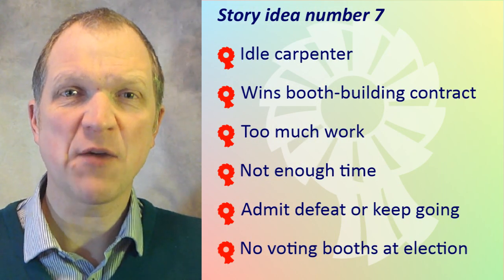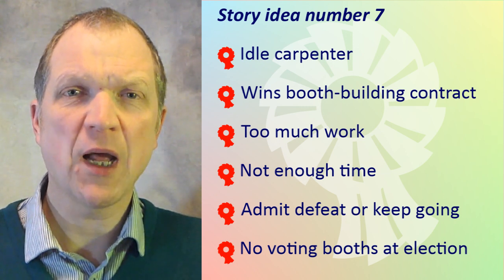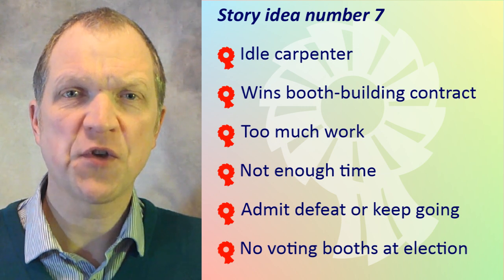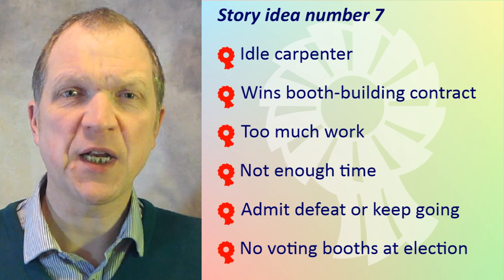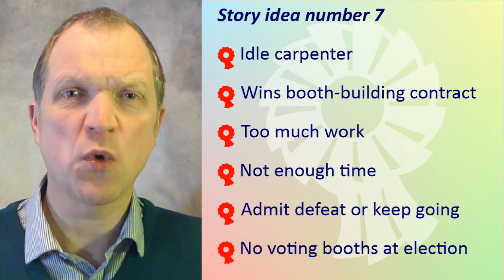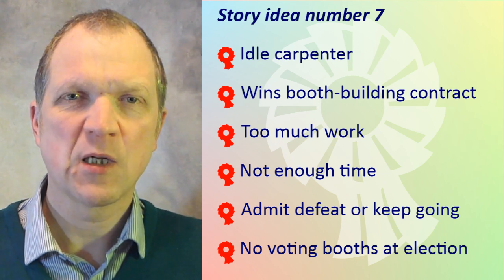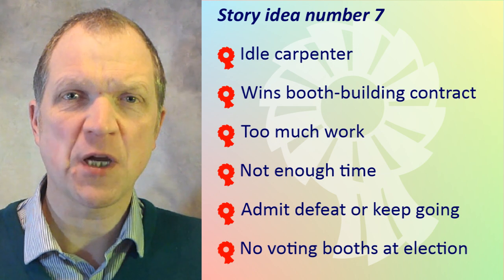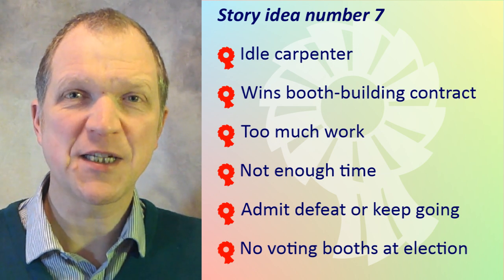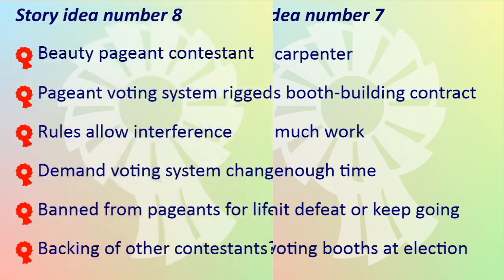Story idea number 7. On a whim, a carpenter with an empty order book applies to build new voting booths for the county, needed due to a change in the voting system. After unexpectedly winning the contract, the carpenter is horrified to see how much work is involved. Too much for them alone and in too short a timescale? Does the carpenter admit they're not up to the job, or do they keep going, destined to fail? What happens at the election when there are no voting booths?